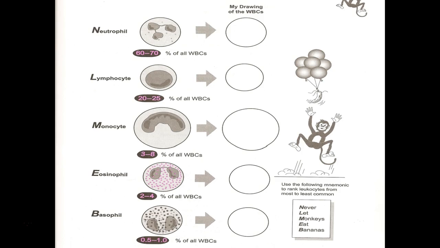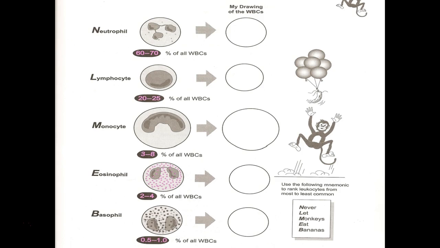So another thing to help you remember, I found this in my old workbook for anatomy and physiology class. Those of you taking anatomy and physiology may have seen this. There's a saying that we learn: never let monkeys eat bananas. And it helps you remember the order in which the white blood cells are normally in your blood, from the most abundant to the least abundant.